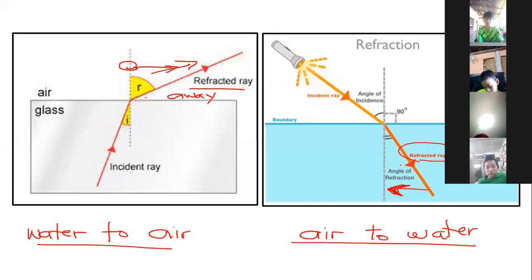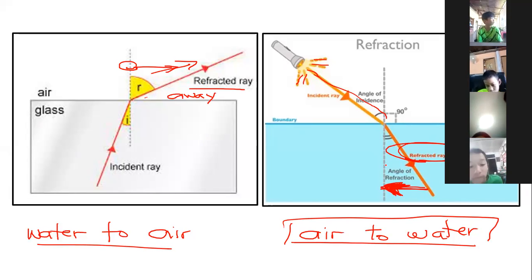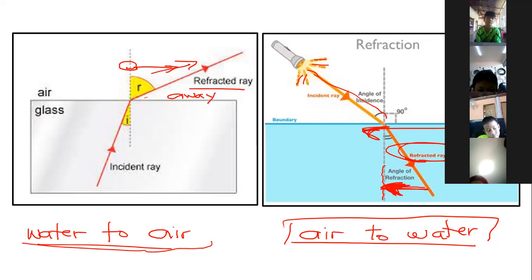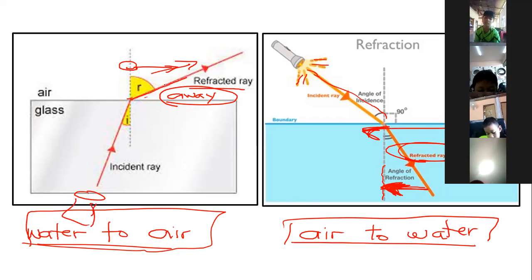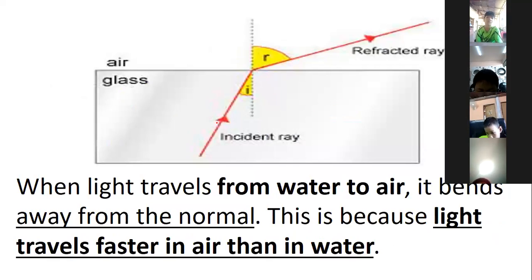Why? I will explain why. First, air to water. When the light travels from the air to the water, the refracted ray goes near, or bends near, to the normal line. If the light comes from the water and goes out to the air, the refracted ray moves away from the normal line. Understand? Near to the normal line here, away from the normal line here.